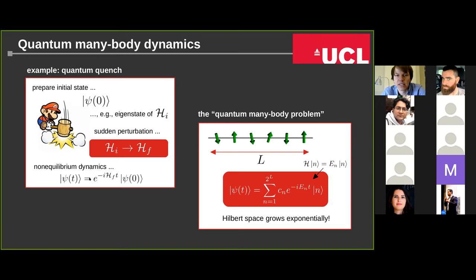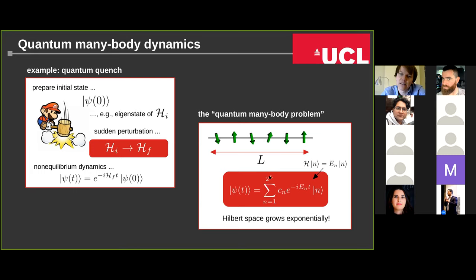You can write this down, of course, very straightforwardly. But when you do this in practice, when you really want to calculate this time evolution exactly, you quickly run into what is often called the quantum many-body problem. Say your system is, for example, a spin one-half chain of length L. Then you could in principle rewrite this time evolution as follows: you expand your initial state in terms of the eigenstates and eigenvalues of the Hamiltonian, and then you just have to sum over these 2 to the L contributions. But you already see the Hilbert space dimension grows as 2 to the L.